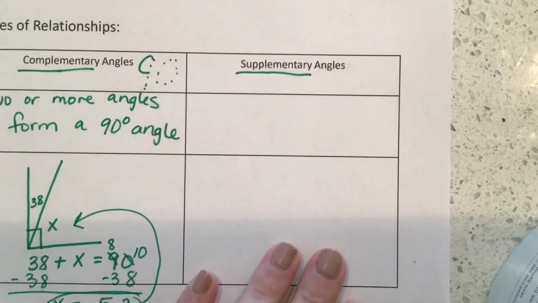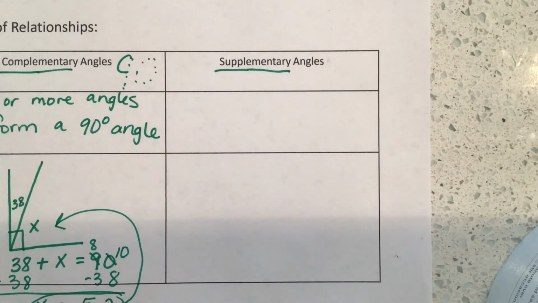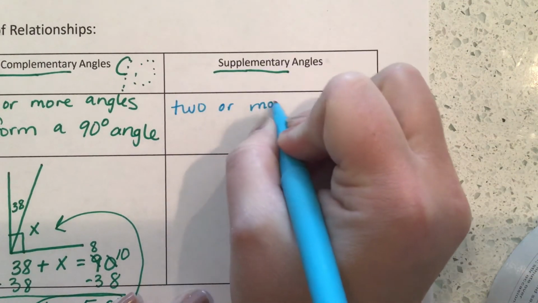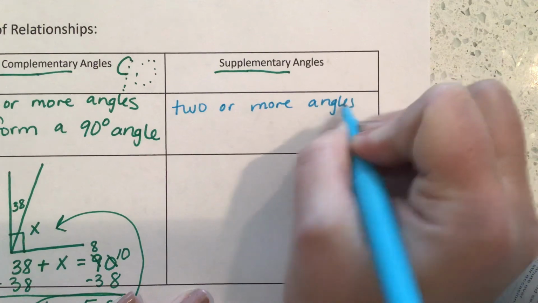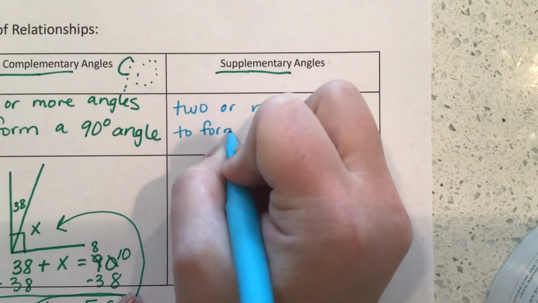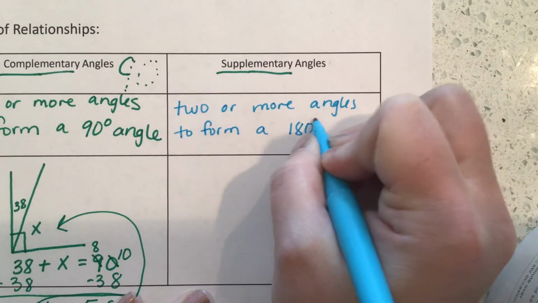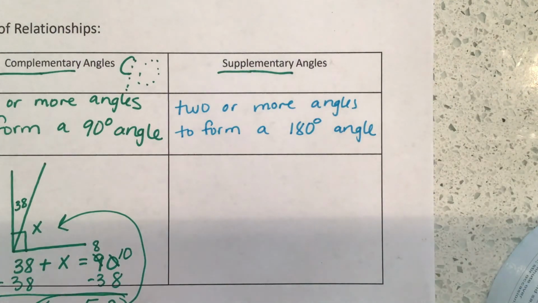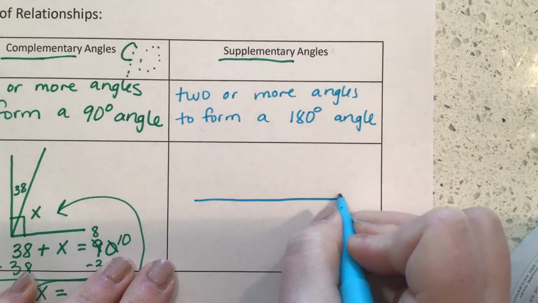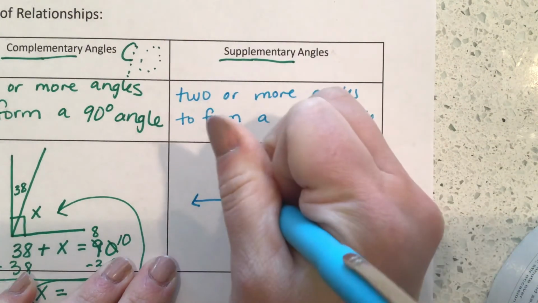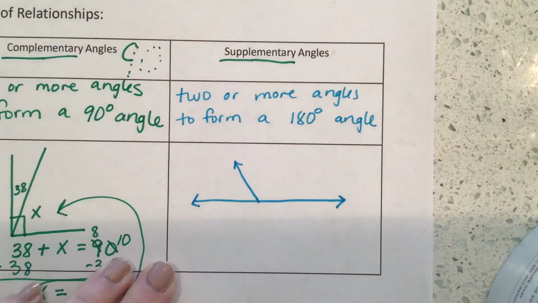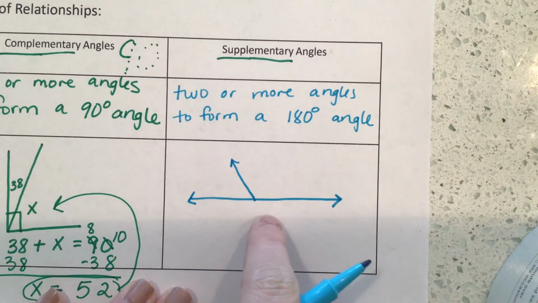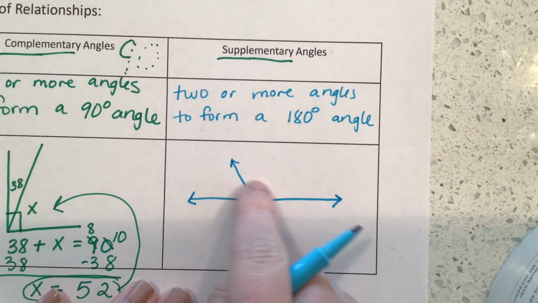Now if we move over to supplementary, supplementary looks a little bit different because supplementary is 2 or more angles to form a 180 degree angle. And we know that 180 degree angle is a straight line. So for example, it would look something like this. So this is an acute angle. This is an obtuse angle. You can tell by the way it's opening that it's going to be greater than 90.